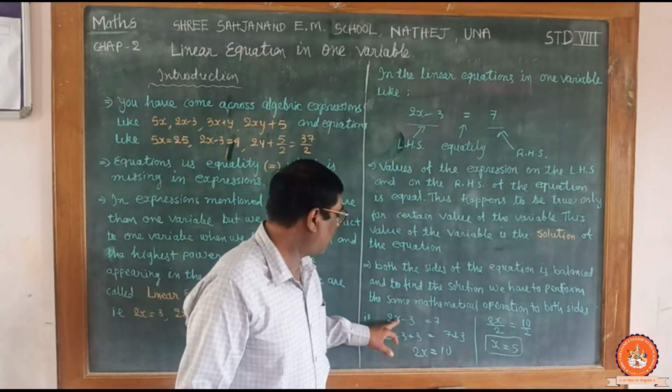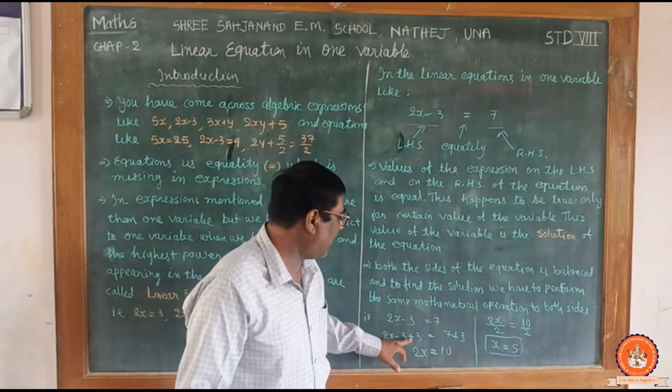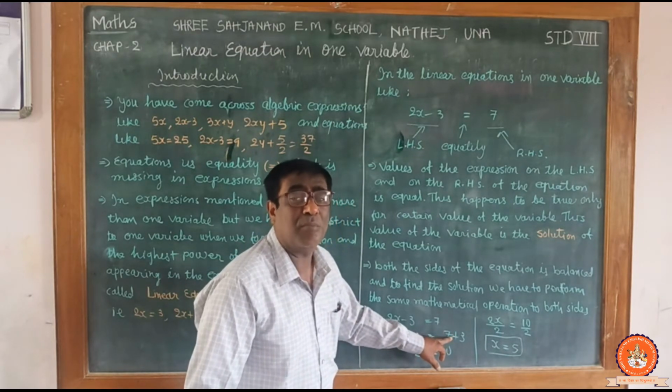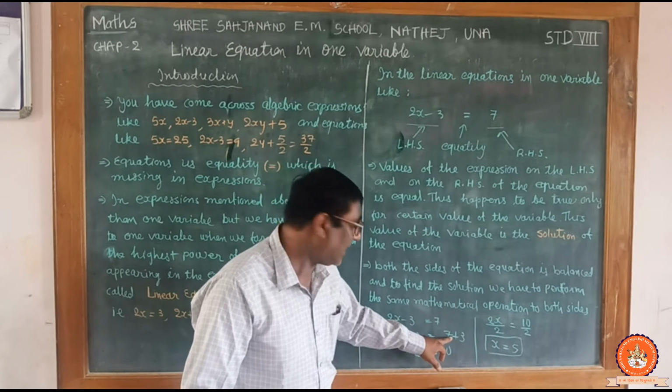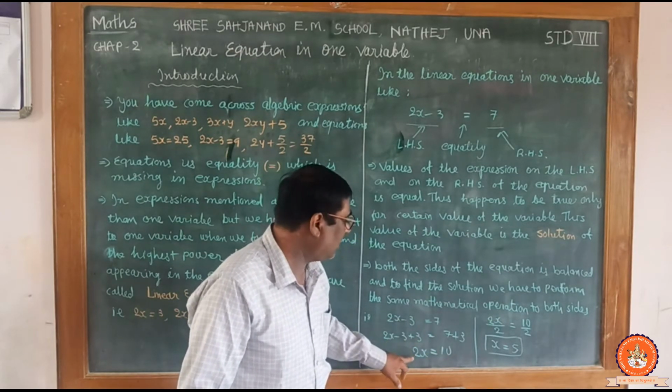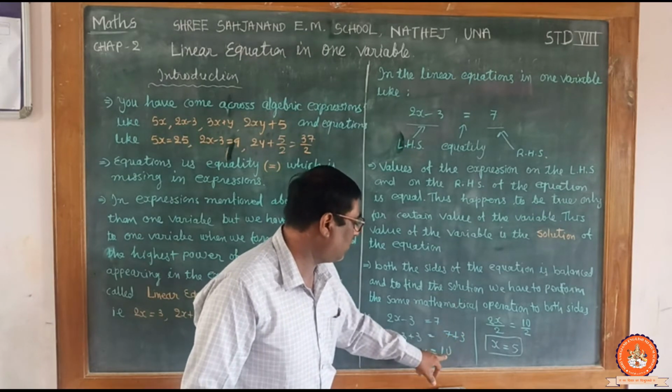Okay, so 2x minus 3. Now we have added 3 here. You also have to add the 3 here because we have to perform the same mathematical operation on both the sides. Now minus 3 plus 3 cancel. 2x here. Here 7 plus 3 is equal to 10.